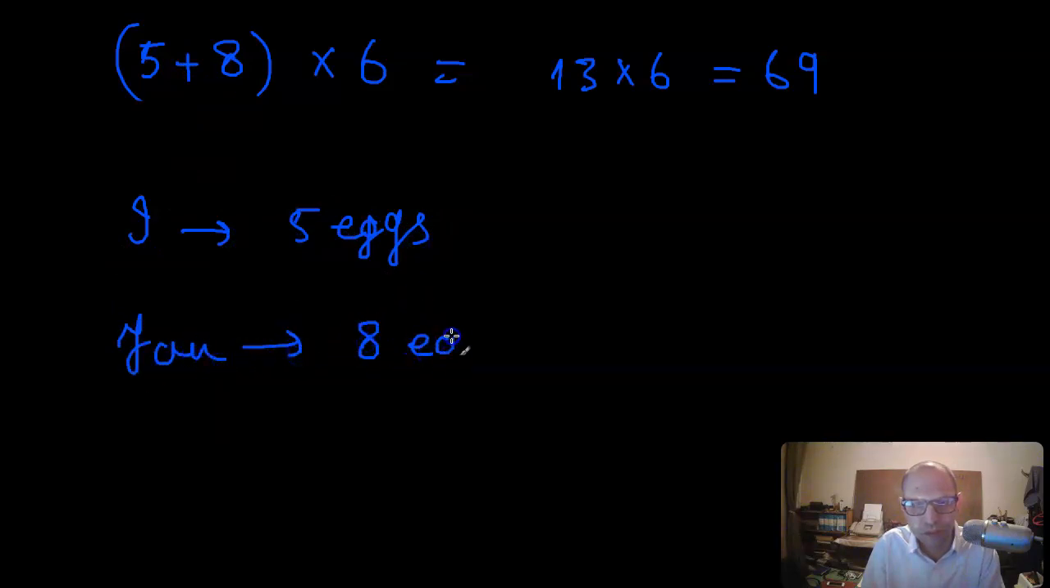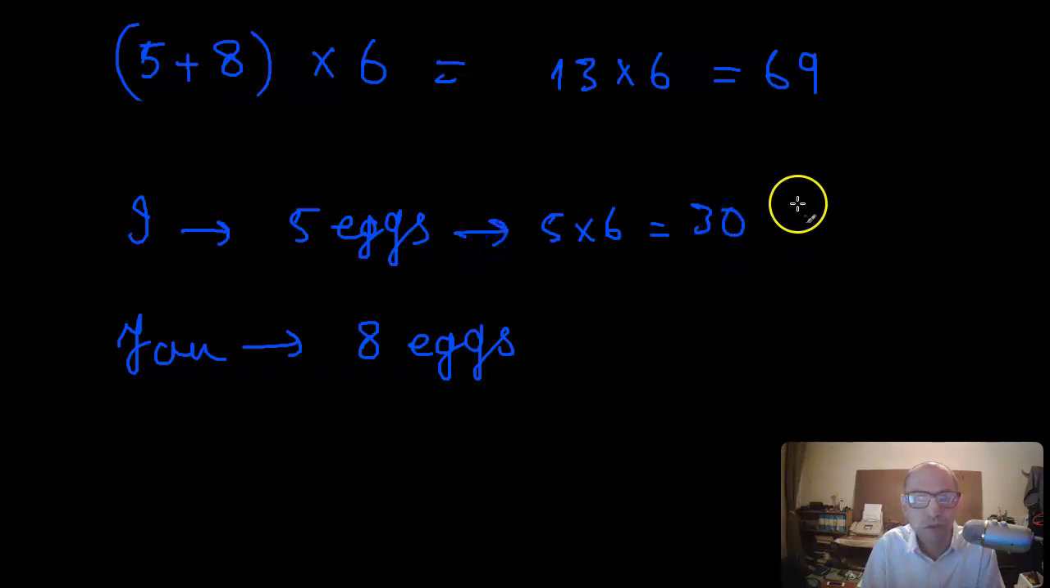You have 8x, right? So in total, we have 5 plus 8, which is 13x. Now suppose that somebody comes to me and tells me that, for whatever reason, whatever the number of eggs that you have, I want to increase that by a factor. I want to multiply it by 6, meaning that if you have 5x, then 5 times 6 would be 30x.